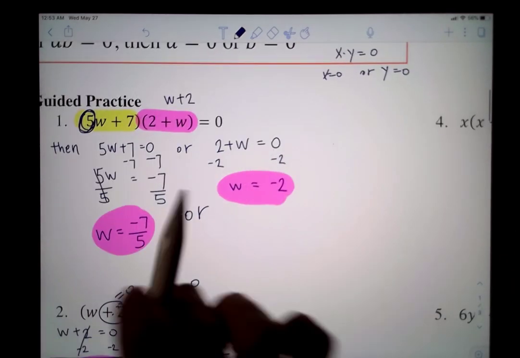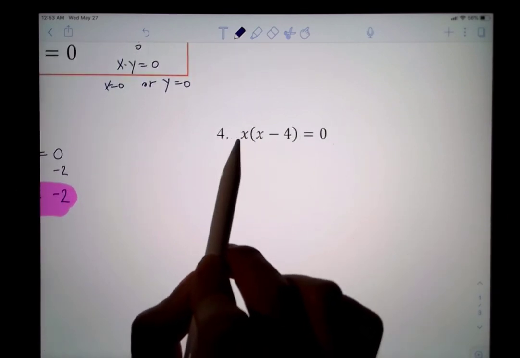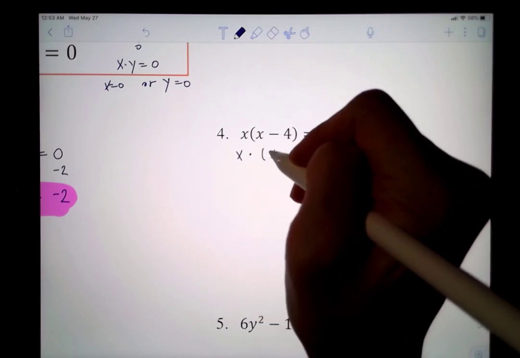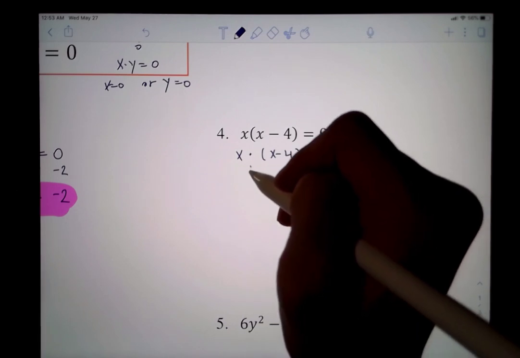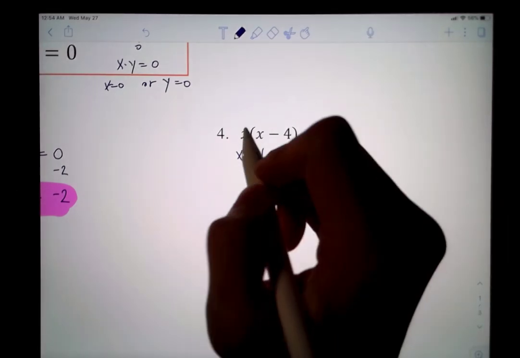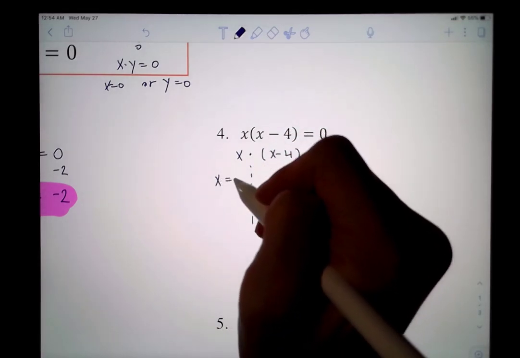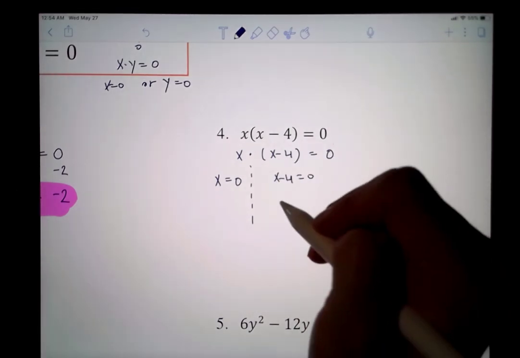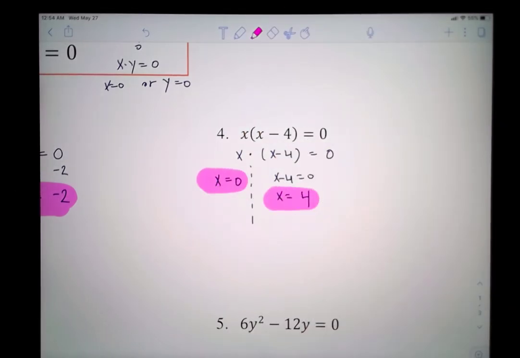And number 4, this one looks kind of awkward, but it's the same thing. You had 2 parentheses like that, right? But what do you have? You have only 1 parenthesis and x, but still this is x times x minus 4 equals 0, right? So make it 0, right? That's supposed to be 0. This one's supposed to be 0. So from here, x, because you have only x. So x is 0, right? Or from here, x minus 4 equals 0. So x equals 4. So you get 2 answers like this.